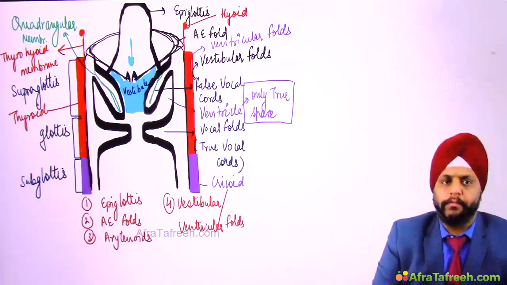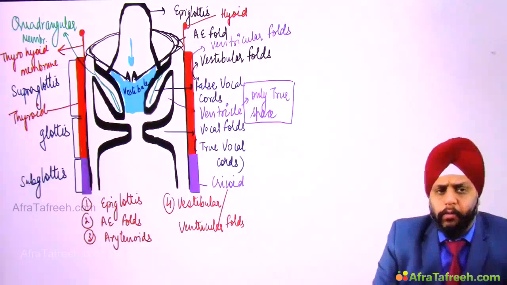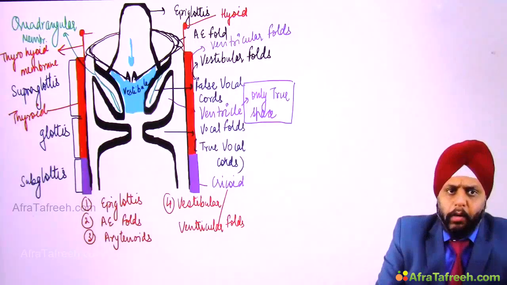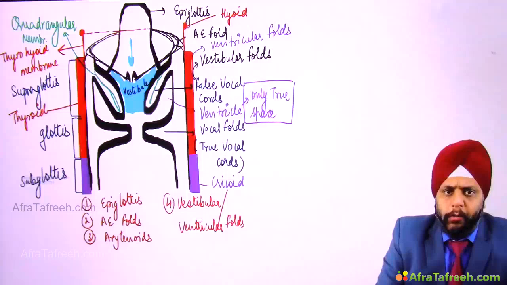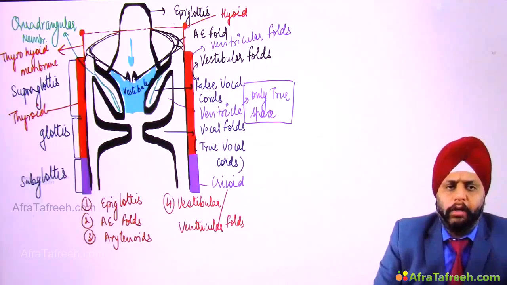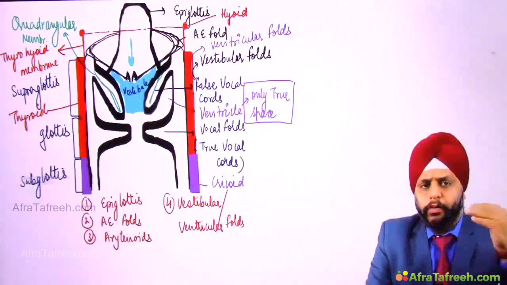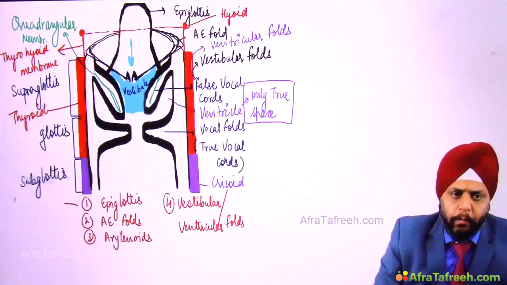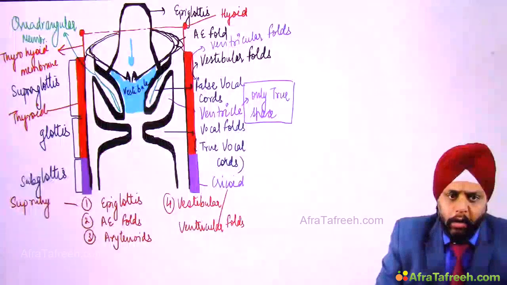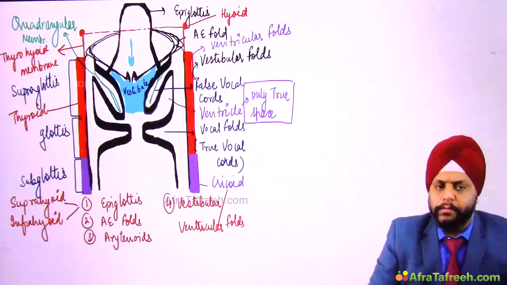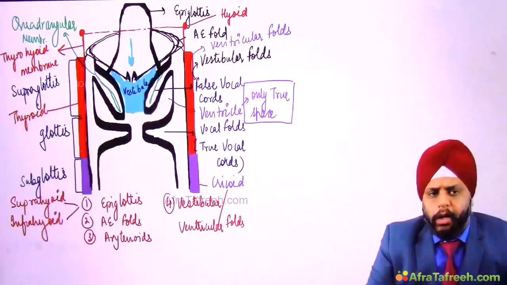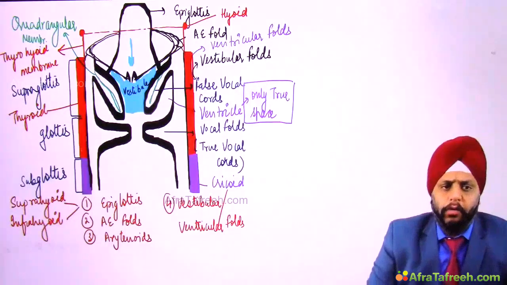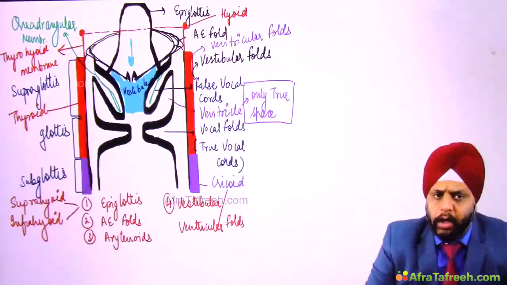Thyrohyoid membrane. Okay, now you see this hyoid bone, it divides the epiglottis into two parts. I'm drawing a line along the hyoid bone, and you can see that it has divided the epiglottis into two parts, upper part and lower part. Which two parts? Yes, suprahyoid epiglottis and infrahyoid epiglottis. So the hyoid has divided the epiglottis into two parts, suprahyoid epiglottis and infrahyoid epiglottis.